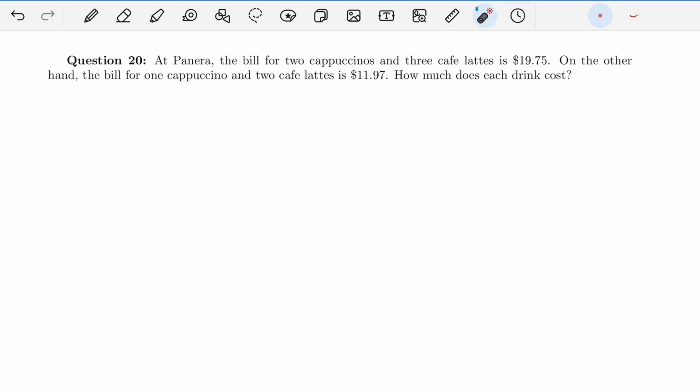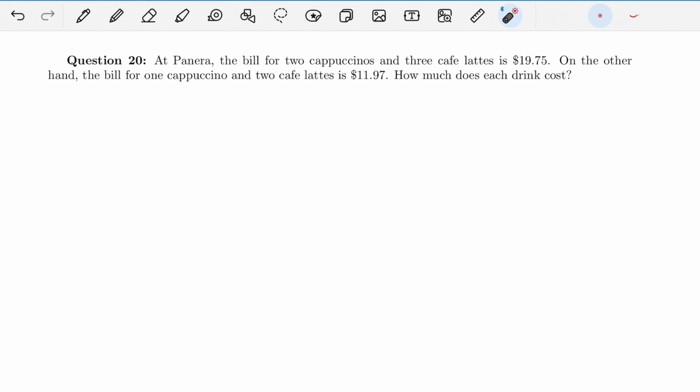Now for this next example, we're told that at Panera the bill for 2 cappuccinos and 3 cafe lattes is going to be this much, and the bill for 1 cappuccino and 2 cafe lattes is this much. And what we want to do is figure out the cost for each drink.